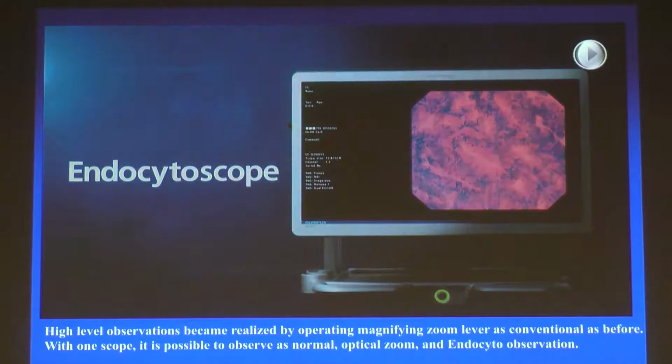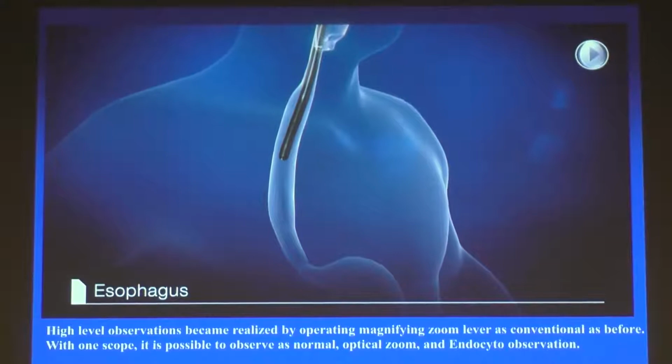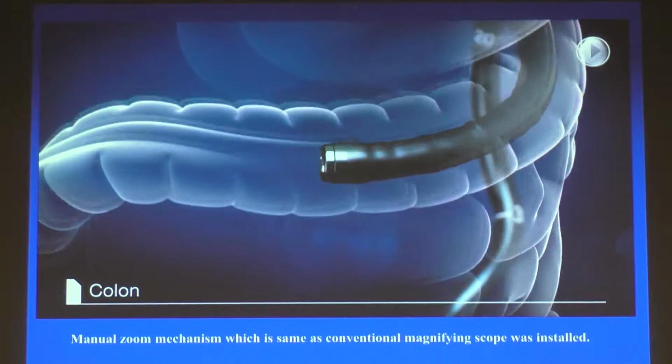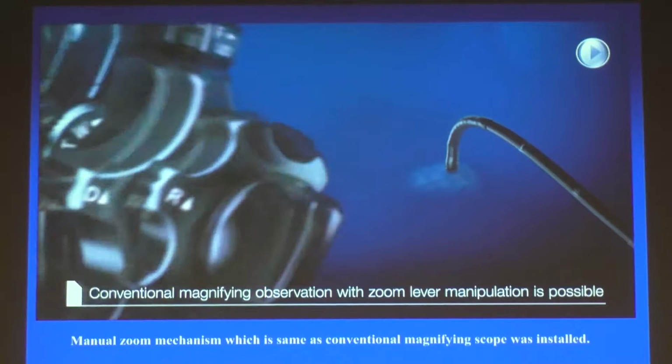Operating magnifying room is as conventional as before. With one scope, it's possible to observe with normal optical zoom. A normal zoom mechanism, which is the same as a conventional magnifying scope, was installed.